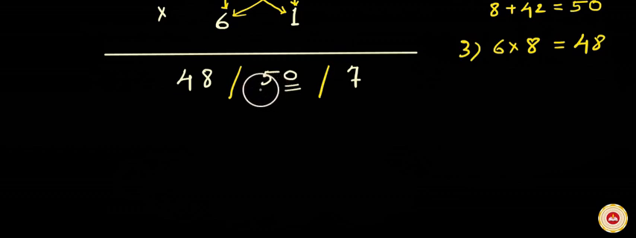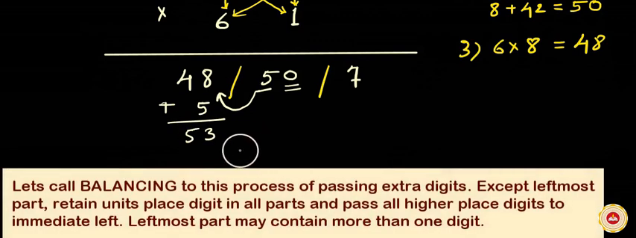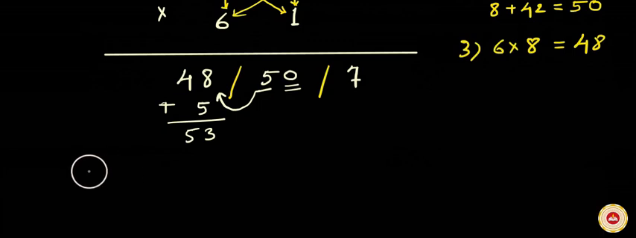So in the middle part, 5 is an extra digit and should be passed to its immediate left part. And friends, passing means adding. So add this 5 to this 48. 48 plus 5 is 53. Now friends, we have balanced it by passing extra digits to immediate left parts. Now we are ready with our final answer.